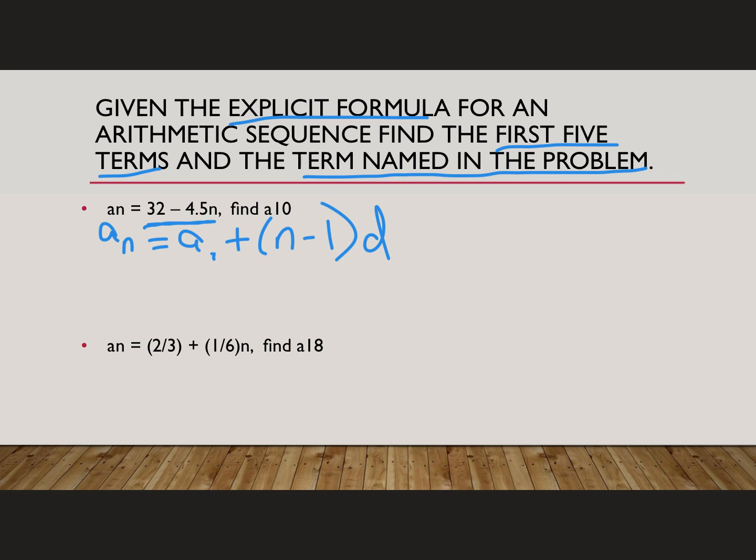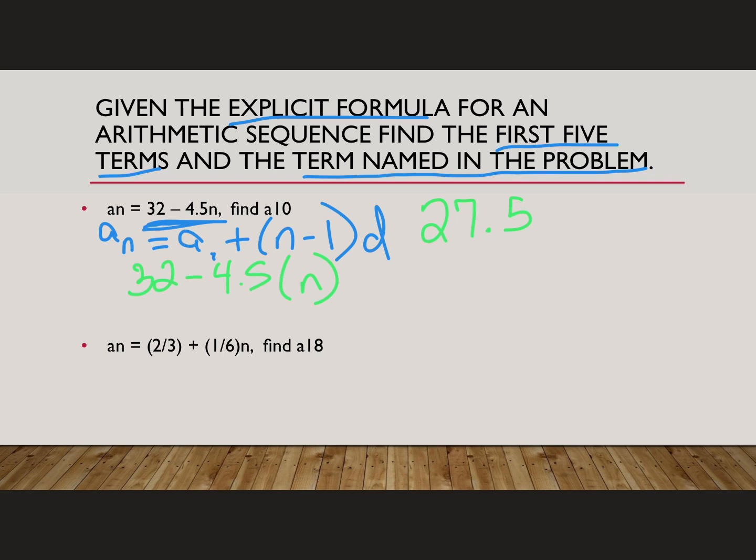So they went ahead and multiplied it out so that they distributed the difference into it, so that you ended up with a formula more like this. So to find the first term, all we're going to do is put in 1 for n. So if I put in 1 for n, I get 32 minus 4.5. So that means my first term is 27.5.